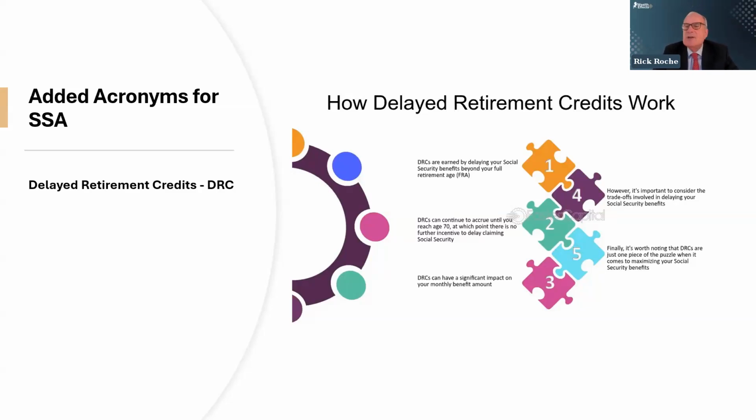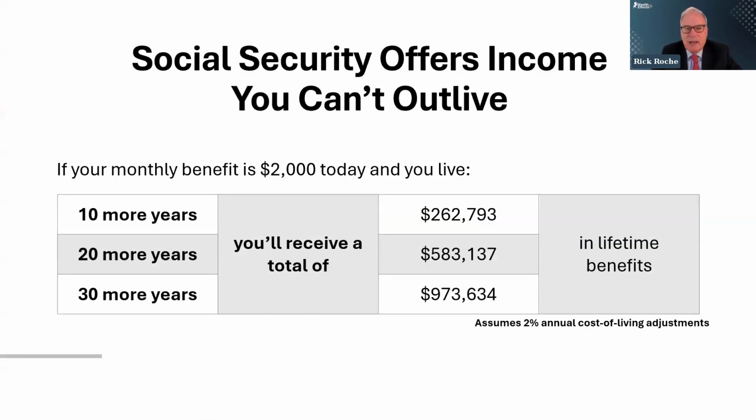It stops at age 70. So all Social Security beneficiaries, all recipients, be they male or female, should claim their benefits at age 70, because there's no advantage to delaying.